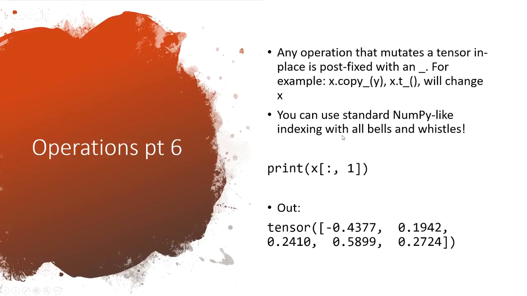You can use standard NumPy-like indexing as well with Torch. So for example, if we index with 1 and output that, that's what you'll get.